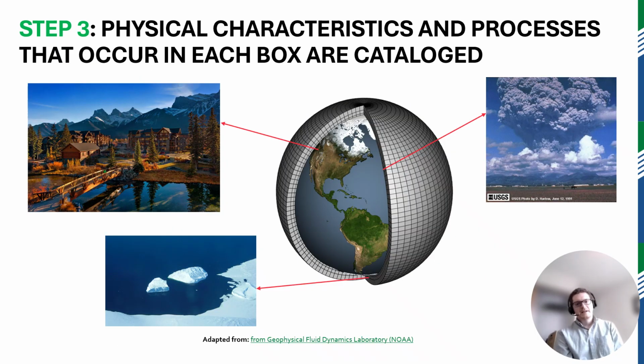The third step is that we look at the physical characteristics and processes that occur in each box that are cataloged. So in general, each grid cell may have different characteristics happening within it. It may be a cell that deals with the fact that there's ocean, ice, and sea ice to be dealt with. It may be a location that is a complex bit of terrain and different things like mountains or prairies or even lakes within that grid cell. Or we may be dealing with the fact that there are different aerosol injections and potentially volcanic activity happening at a given grid cell.